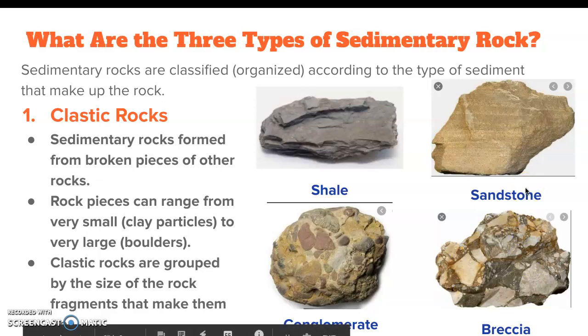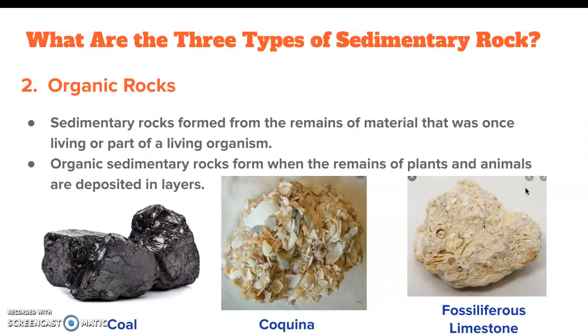They're just made up of bits of other rock that have been, like we said, weathered and then moved to a new location, and they deposit and cement together. The second type of rock is going to be organic rocks. And organic rocks are formed from the remains of material that was once living or was once part of a living organism. So that can be anything from plant matter, as is the case with coal. Remember, coal is formed when over millions of years you have plant matter that dies, sinks to the bottom of a body of water, decays, and then forms into a rock, into coal.